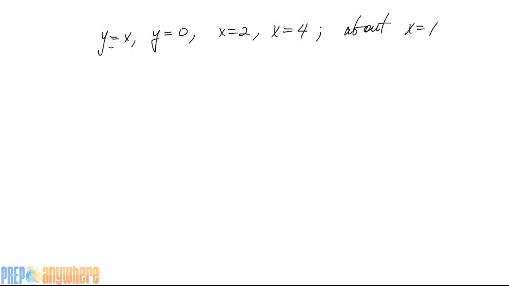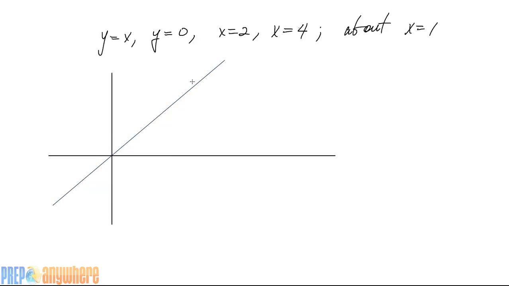Okay, so now we have y equals x, which is a nice straight line. Let me draw that first. y equals x. y equals 0 is the x-axis.